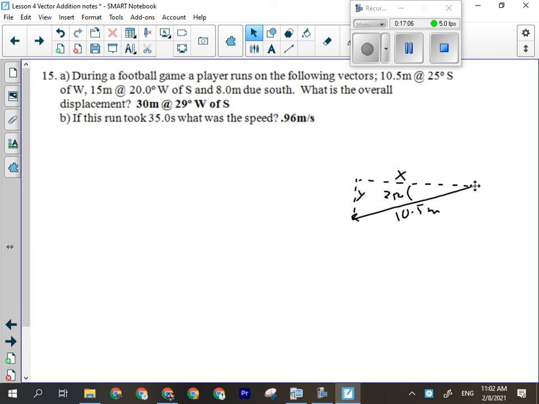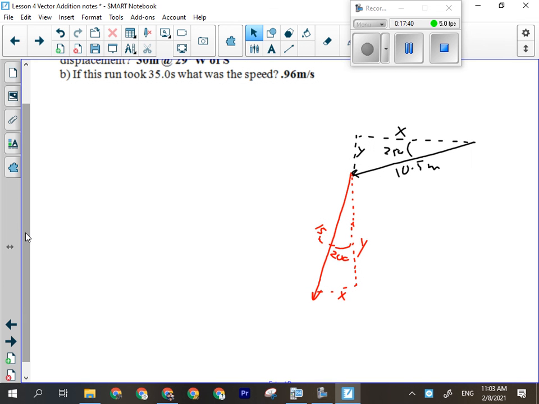Okay, and then they're going to go 15 meters at 20 degrees west of south. So I'm going to draw a reference line that's due south. Okay, and it's going to be a bit longer. Sorry, 20 degrees west of south. So 20 degrees, and it's 15 meters long. So this will be X, this will be Y. And then lastly, we have 8 meters due south. Okay, so that means our resultant is going to look like this.